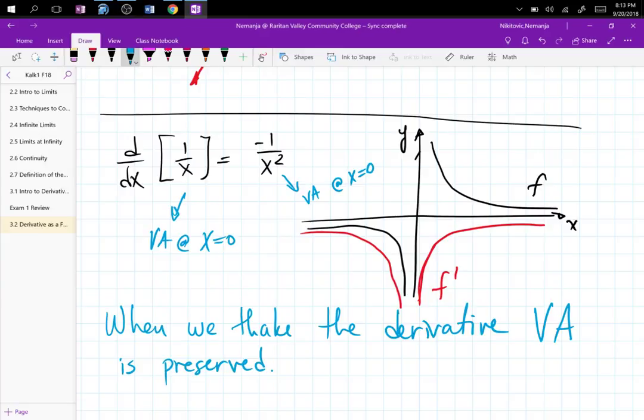Eventually, we are going to see that the derivative of ln x is 1 over x. ln x has a vertical asymptote at 0, and 1 over x also has a vertical asymptote at 0. So every time you take the derivative of a function, the derivative function will have a vertical asymptote at the same spot where the other function had it before.